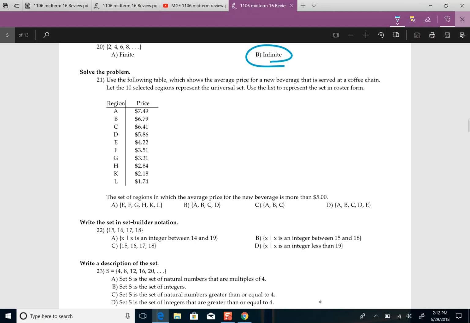So I'm just going to go through and say A is more than $5, B is more than 5, C is more than 5, D is more than 5. Not E, not F, not G, not H, not K, and not L. So just A, B, C, and D, and that would be B.